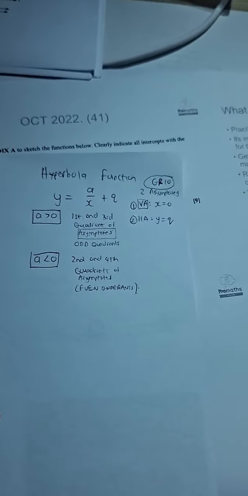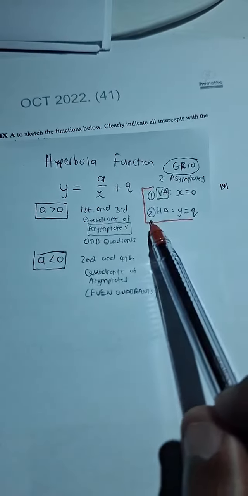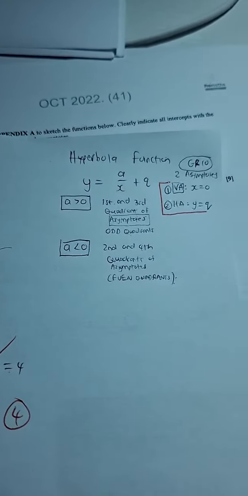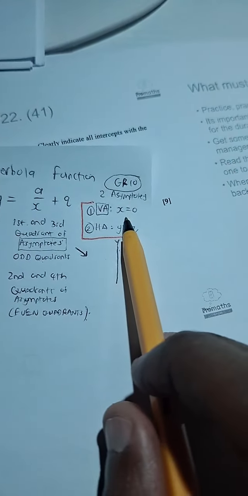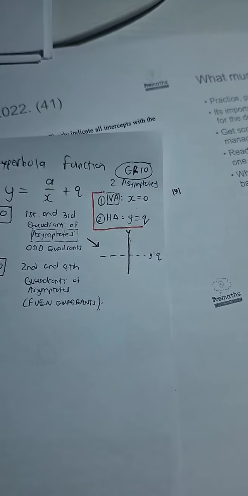So that is why it's important first and foremost to establish what the asymptotes are. Once we establish the asymptotes, then the sketching is easy, because if a is greater than 0, we know first and third quadrant, we expect the function to be there. So I just want to diagrammatically show you what we mean by this. Looking at the first situation, a greater than 0, we establish that our y-axis, which is x is equal to 0, will always be the vertical asymptote in grade 10. Then let's say this is the horizontal asymptote, y is equal to whatever the q value is.